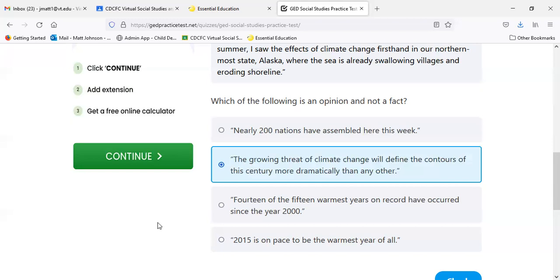2015 on pace to be the warmest year of all. Okay, now he's looking at the prior data. He's using data to forecast that, so that's pretty much a fact. His opinion, though, is the growing threat of climate change will define the contours of the century more dramatically than any other. It's a well-informed opinion. He's using facts to support that, but there is nothing in there that is hard data. How can you verify that the growing threat of climate change will define the contours of the century? Can't do that. So it's opinion.